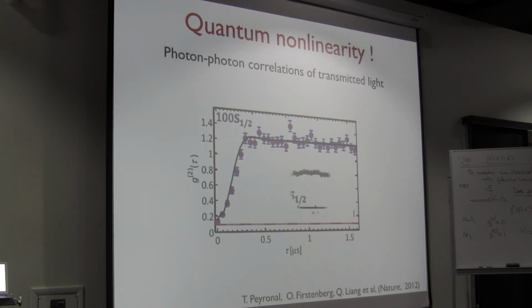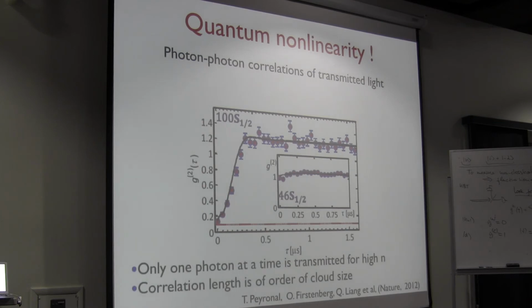And this is very much due to the Rydberg interaction, because if we go to a lower state, for example n equals 46, then G2 is equal to 1, or close to 1, which is basically consistent with G2 of the laser beam, right? So this non-classical feature appears only when we go to the Rydberg state with sufficiently large interaction. Now, okay, these are good news. So what we see is only one photon at a time is transmitted for high n.